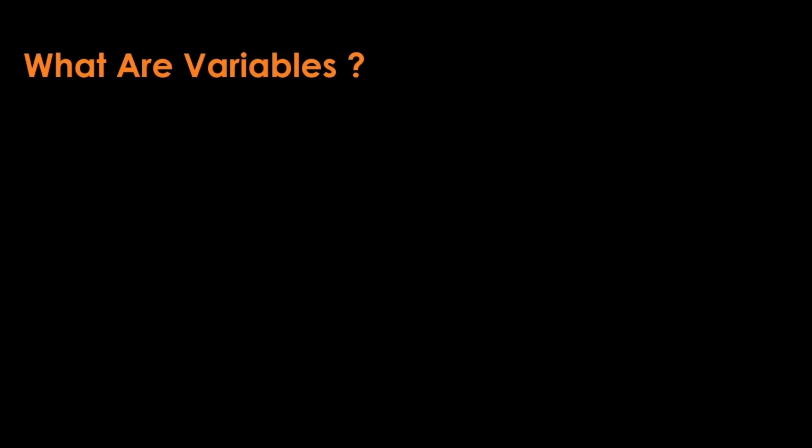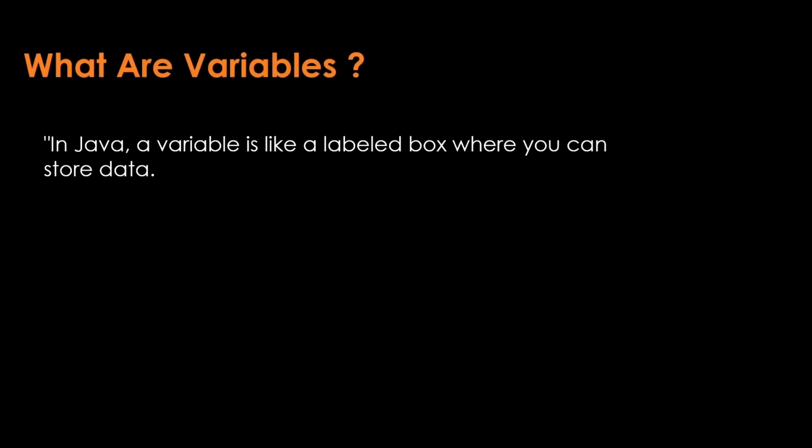Let's understand what variables are in Java. In Java, a variable is like a labeled box or a placeholder where you can store data. So let's understand the syntax, how we declare our variables in Java. It basically goes like this: the data type, variable name, and the value.